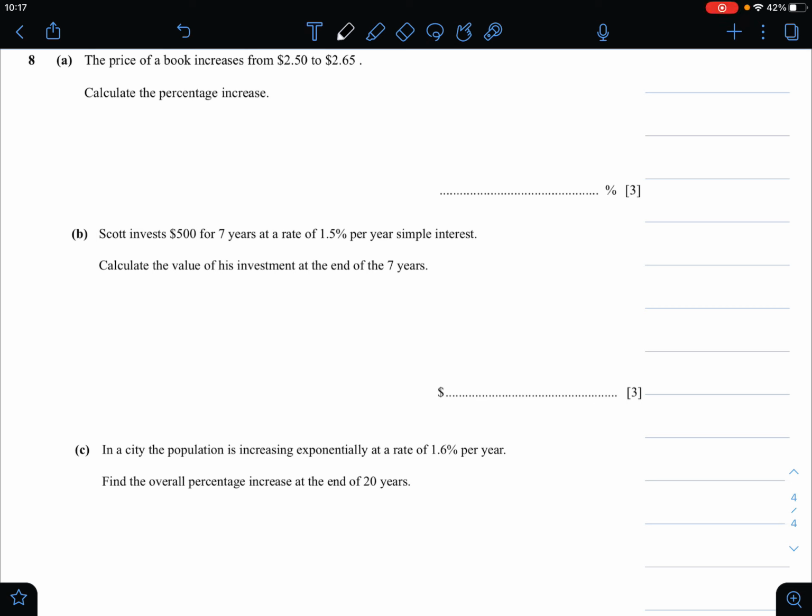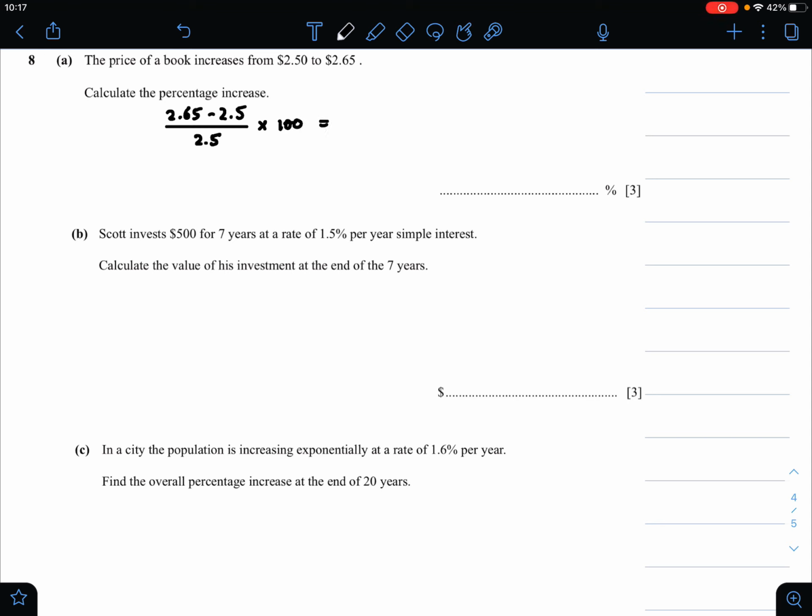So for part A, they are asking us to calculate the percentage increase. How we do that is we take the difference of the two prices and divide it by the original price and then multiply it by 100. So the difference of the two prices would be 2.65 minus 2.5, divided by the original price, which is 2.5, multiplied by 100.